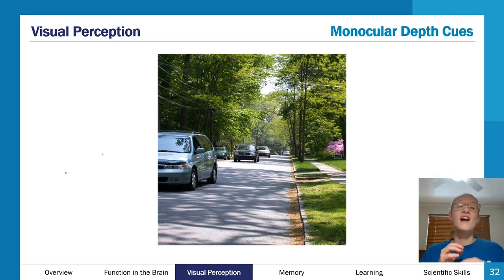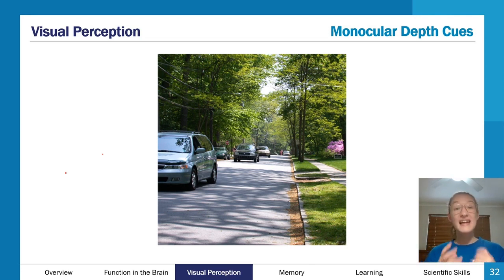The next one is interposition, which is just a fancy word for overlap. That's when partially obscured objects are perceived to be further away, and the unobscured object is seen to be in the foreground. For example, the car is in the foreground and the trees are in the background. The trees are partially obscured. So I'm thinking in my head, okay, if the car is in front of the trees, then the car must be closer than the trees. That's how I'm drawing that 3D conclusion. That's really helpful for knowing which is closer, but it doesn't actually help me judge actual distance.